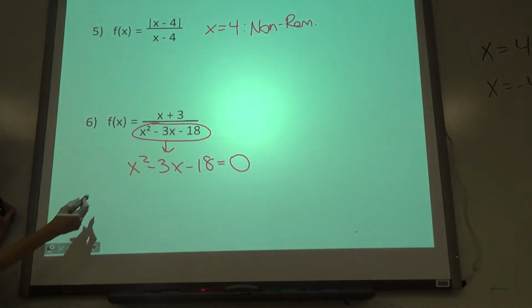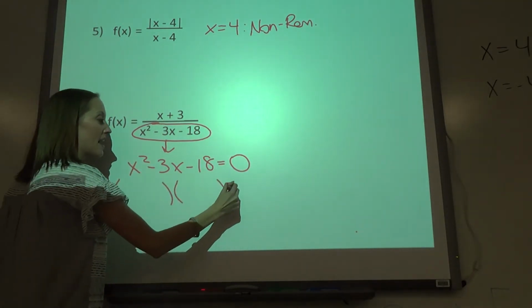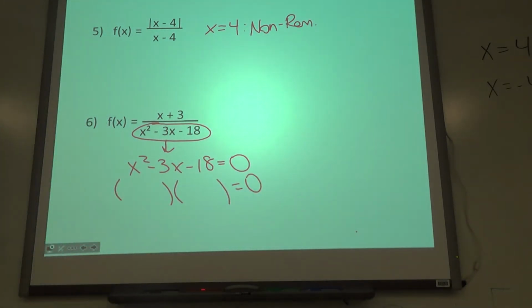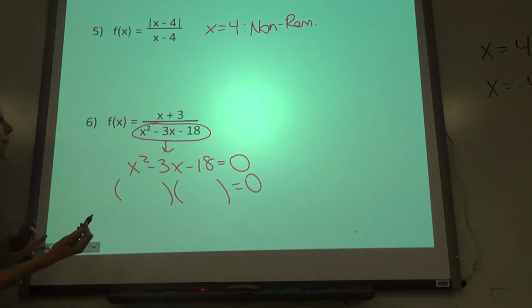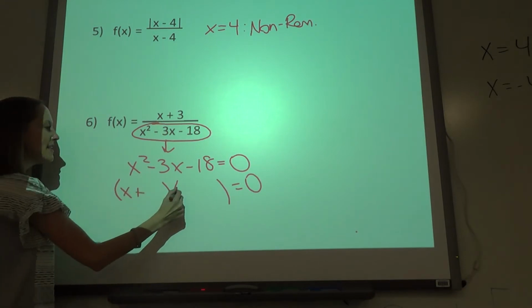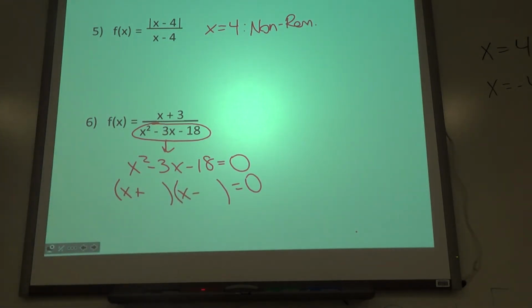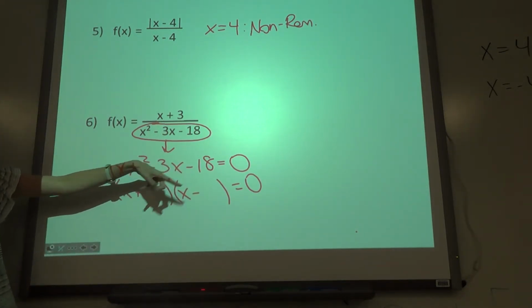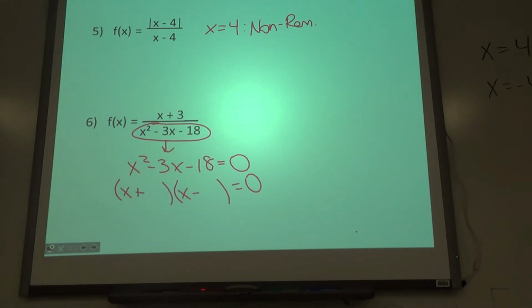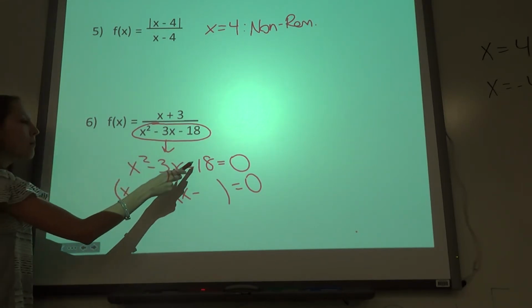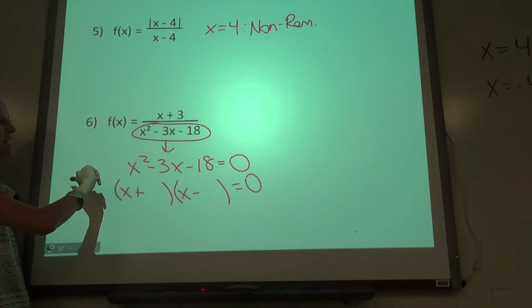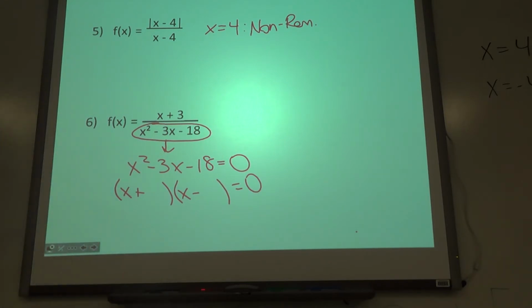You're going to have to factor this to solve it for x, or I guess you could use the quadratic formula if you really liked that. But factoring is usually easier. Signs will be different because the sign on the right is a minus. So two numbers that multiply to -18 and add to -3.